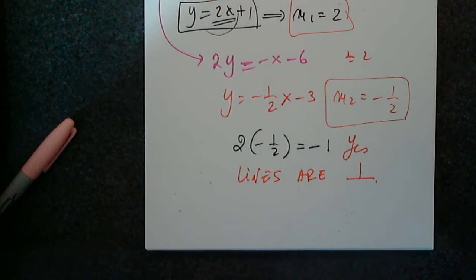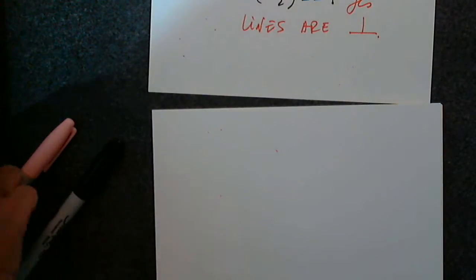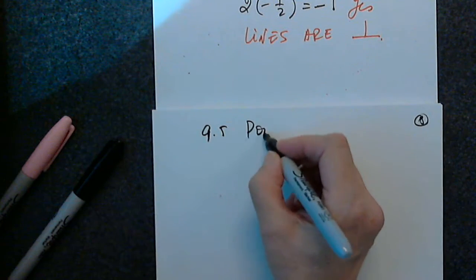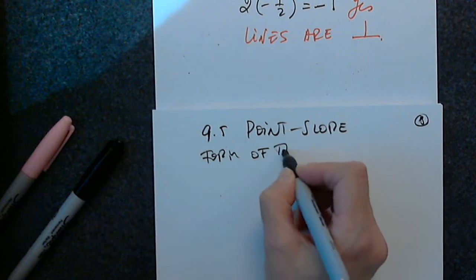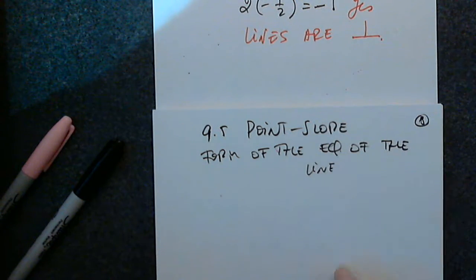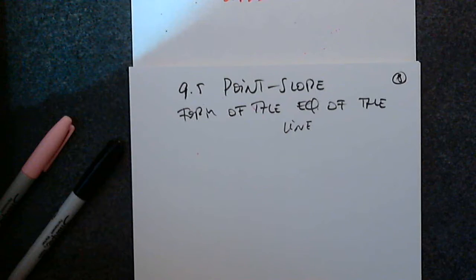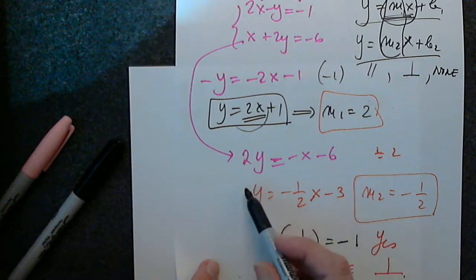Yes? Okay. Last section for today, 9.5, which is the other equation that we are going to look at. So 9.5, point slope form of the equation of the line. The first one was slope intercept form. This is point slope form. I think the label is point slope. 9.4, the previous one. Go back to your header.